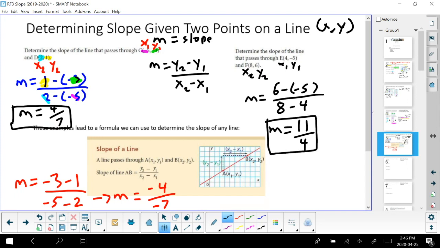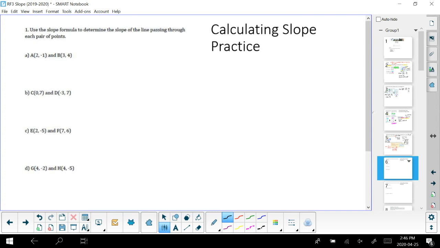Again, if we were to interpret that, it means to go from one point to the other. To go from point E to point F, we'd have to move 11 units up and then 4 units to the right. On this page, we're going to do a little bit of extra practice. So let's start off by writing our slope formula on the right-hand side. So m is equal to y2 minus y1 over x2 minus x1.